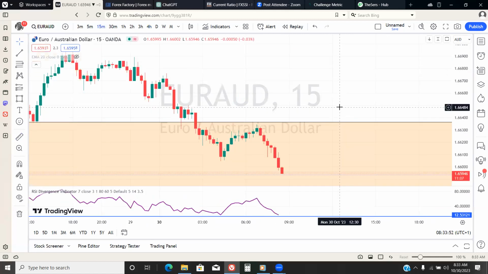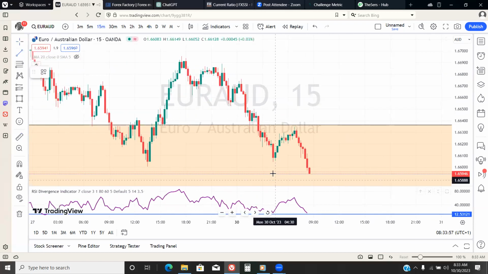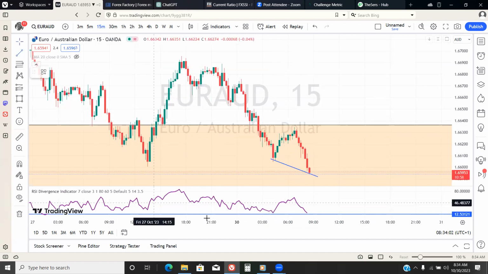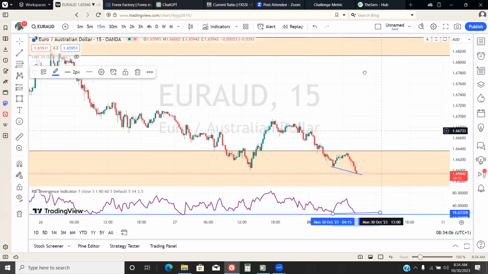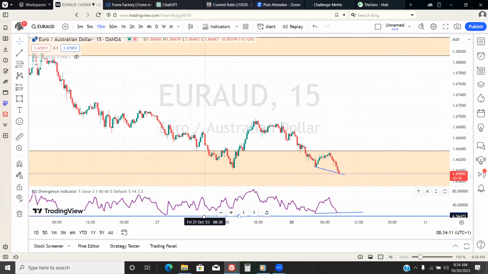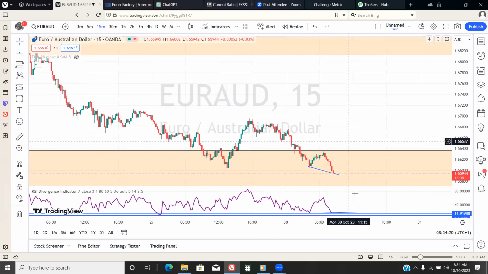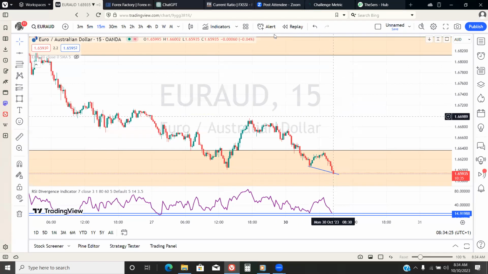So I'll be focusing my attention on a buy on Euro AUD. I'll be looking for bullish direction on Euro AUD. So let's see what is going to happen there.